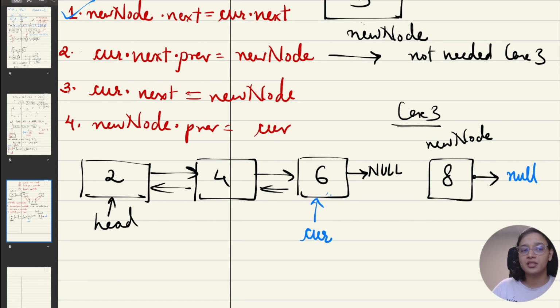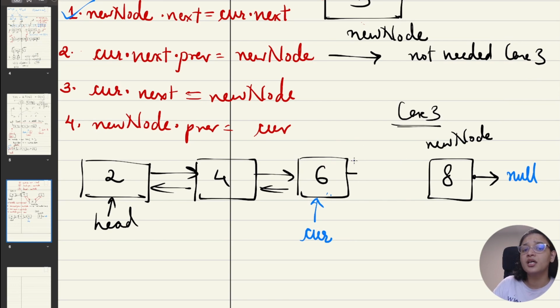Let's move on to the third step. Let's see whether we need this step 3. Step 3 says current dot next equal to new node. Fine. Current dot next is right now pointing to null. We want it to point to 8. Yes, makes sense, because now we want to include 8 as a part of our doubly linked list. So there should be a connection between 6 and 8. So this makes perfect sense.